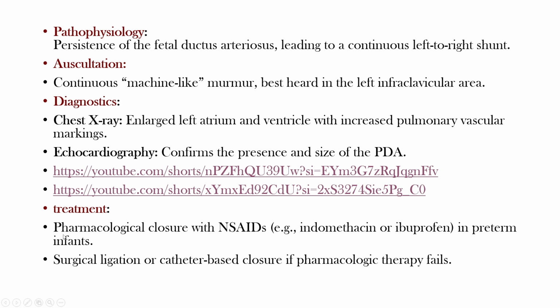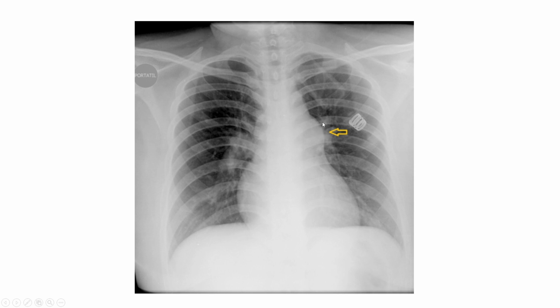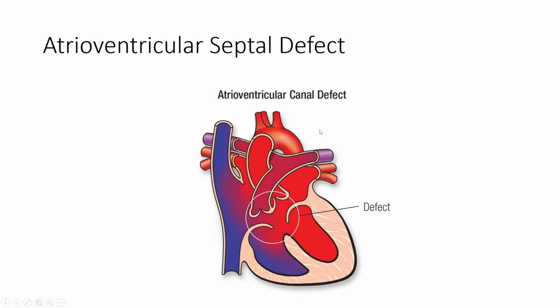For the treatment, we can go with pharmacological closure with NSAIDs, for example ibuprofen, in preterm infants. Then a surgical ligation or catheter-based closure if pharmacologic therapy fails. So as we can see here, we can see the left atrium enlargement. To be honest, this X-ray is not confirmative for the patent ductus arteriosus because this X-ray looks like another condition that we'll learn about later, but it's a sign.